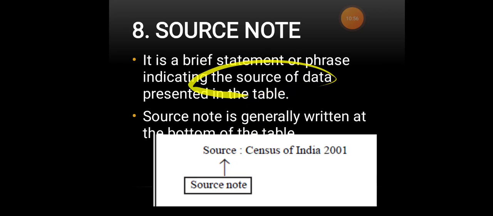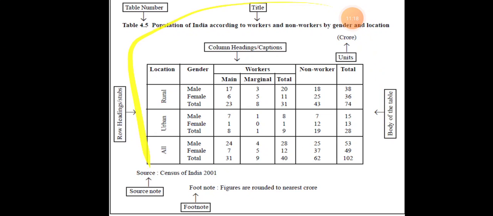So from which particular source the collection of data has been made, that is under the source note. So these are some of the parts of the table which are very important for you to keep in mind while creating or presenting a tabular presentation. So this is the overall presentation of data under the tabular presentation. So this is a kind of data where table number is present, title is present, column headings or captions, rows, the source note, the footnote, the body of the table, the unit of measurement, everything is present. So this is about the presentation of data in the tabular form.